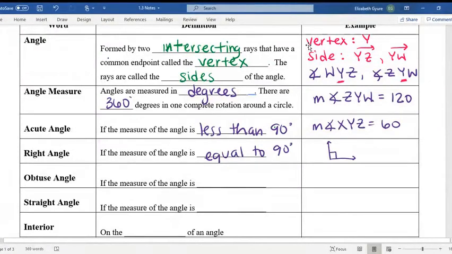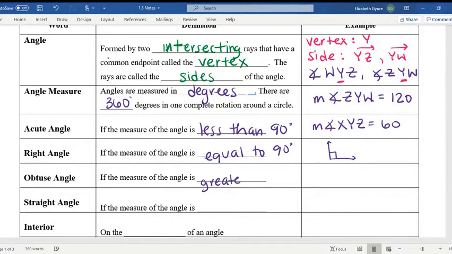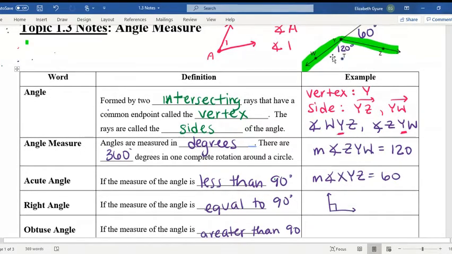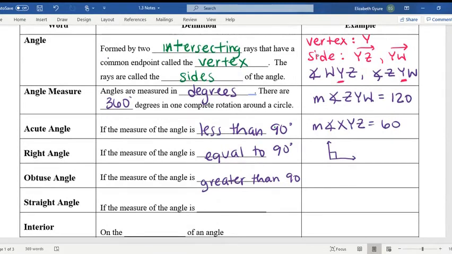An obtuse angle, that's if the measure of the angle is greater than 90 degrees. And we actually have one of those up here. Angle ZYW would be obtuse. So we'll put the measure of angle ZYW is 120.